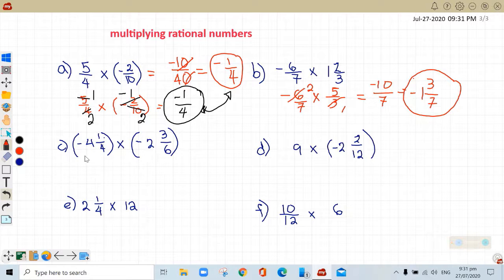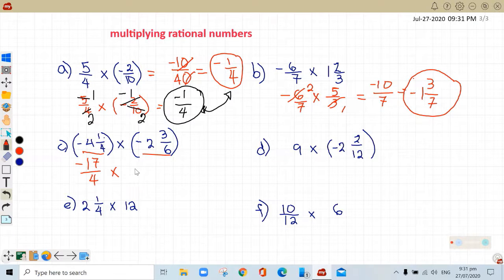Next here, this fraction, both are mixed numbers. So before we do multiplication, we need to change these into improper fractions. Changing again, we need to multiply 4 times 4 plus 1. So that will be negative 17 over 4, times 2 times 6 plus 3.